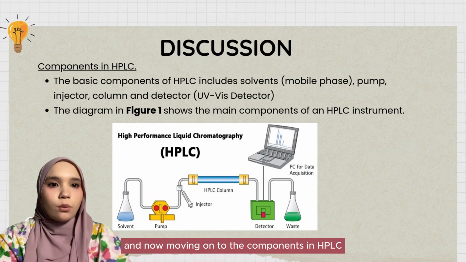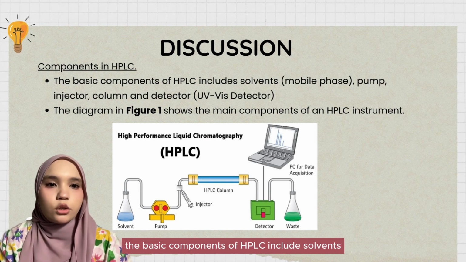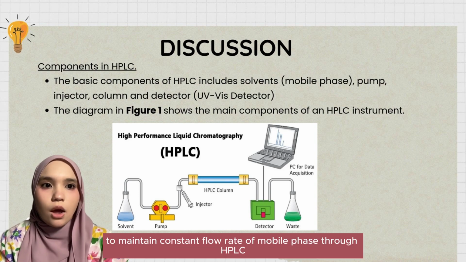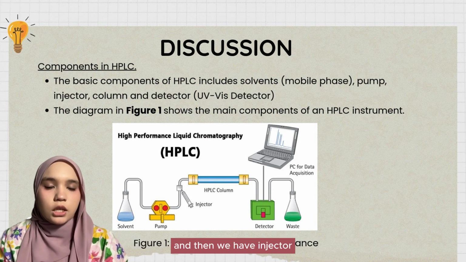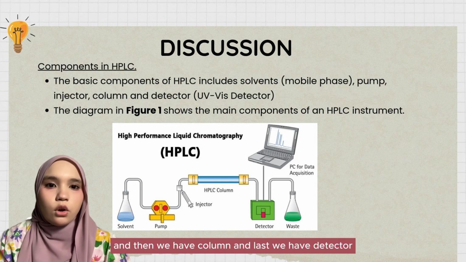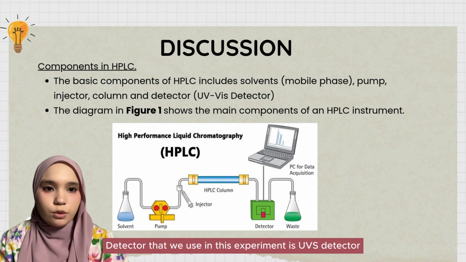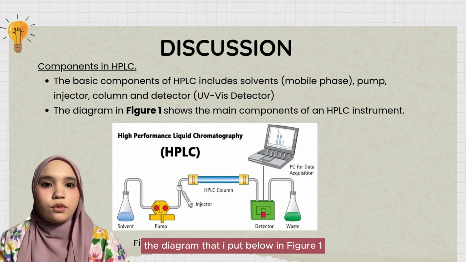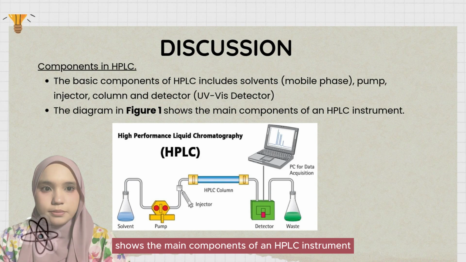And now moving on to the components in HPLC. The basic components of HPLC include solvents, which are the mobile phase, and then we have a pump to maintain a constant flow rate of the mobile phase through the HPLC, and then we have an injector to inject specific volumes into the mobile phase. And then we have the column, and last we have the detector. The detector that we use in this experiment is a UV-vis detector. The diagram that I put below in figure 1 shows the main components of an HPLC instrument.